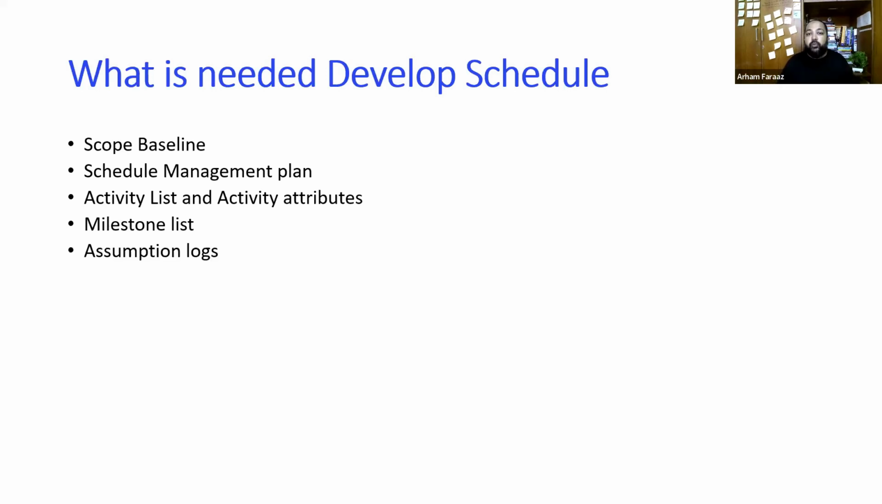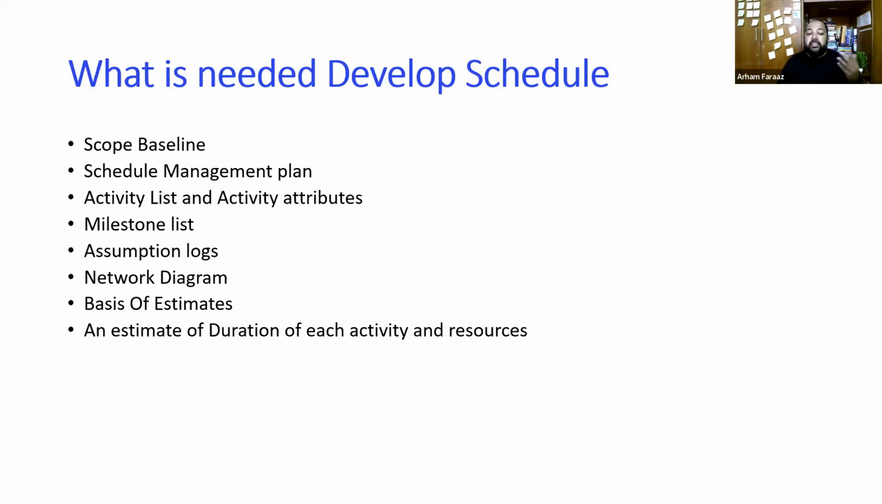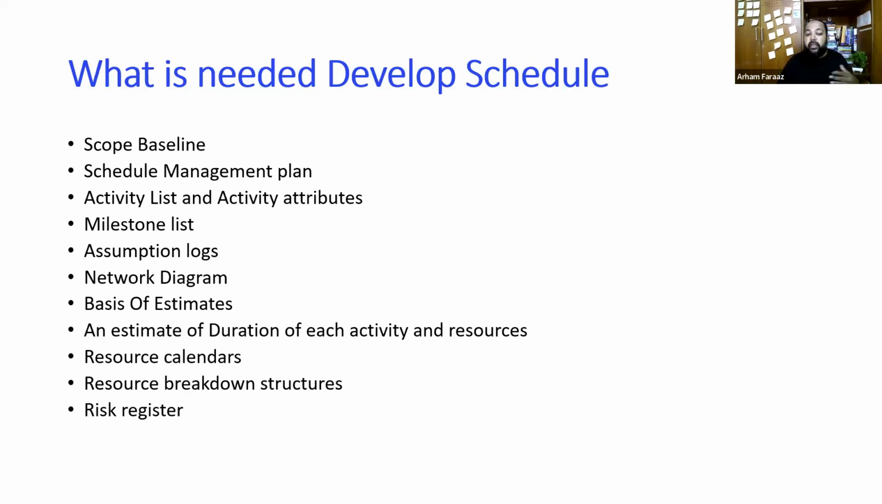Then the assumption logs, what are the assumptions of the project? The network diagram, you want to put activities, dependencies, and put the network diagram, try to see new things like float, then do some techniques, right? Then basis of estimates, then any estimates of the duration of each activity, resources. We need all those things. And then resource calendars, who's available when, resource breakdown structure, who will be doing what, team assignments, the risk register, right? So that's also an input. So based on the risk, you want to take some actions and make a better schedule. And then the project team assignments.